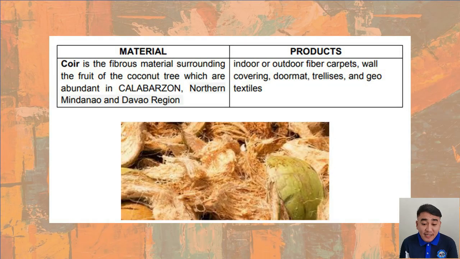We also have the kuir. Kuir is the fibrous material surrounding the fruit of the coconut tree, which are abundant in Calabarzon, Northern Mindanao, and Davao region. The products are indoor or outdoor fiber carpets, wall covering, doormat, trellises, and geotextiles.